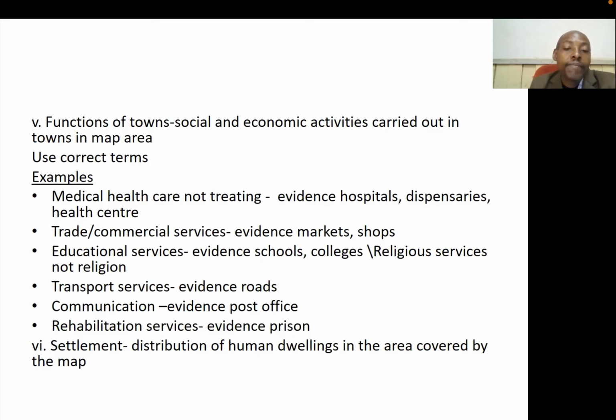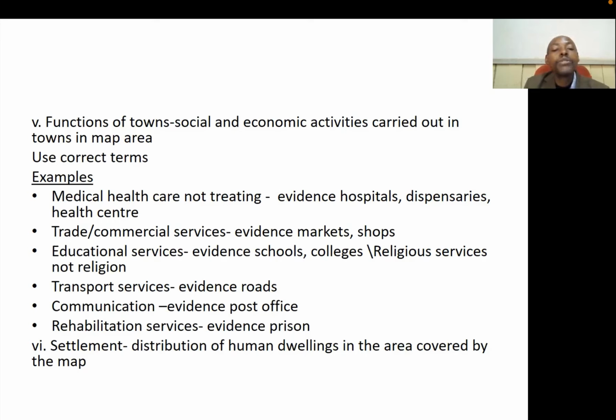Transport services is evidenced by the presence of roads of various types. Communication, evidenced by maybe the presence of a post office. Note that transport services and communication are different. So don't talk of transport and communication together, talk of them separately. The presence of a prison indicates the administration services. Then settlement.